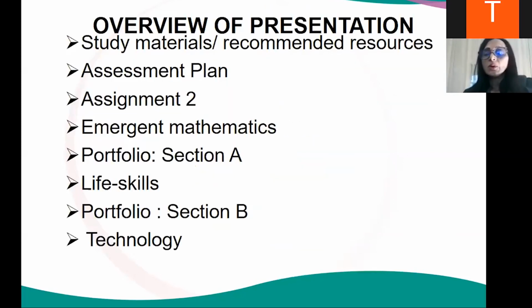This is the overview of today's presentation. First, we will talk about the study materials and the recommended resources. Next, we will move on to the assessment plan. Then, I will guide you on assignment 2 and emergent mathematics. And then we would look at the portfolio, which has 2 sections. Section A, which deals with mathematics, and section B, which deals with life skills and technology.